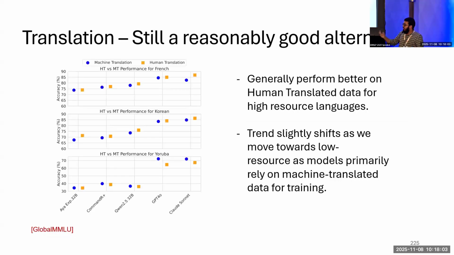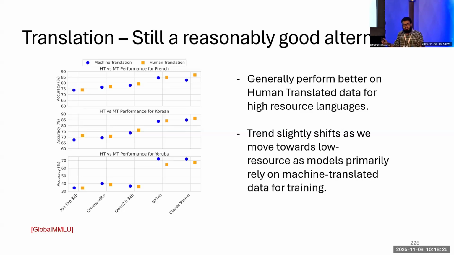Similarly, this is another plot from Global MMLU, which is a very famous benchmark, wherein machine translation and human translation performances are quite similar. One weird thing happens for low resource languages, let's say like Yoruba, wherein translated benchmarks start shooting up. You get much better performance on the translated benchmarks.